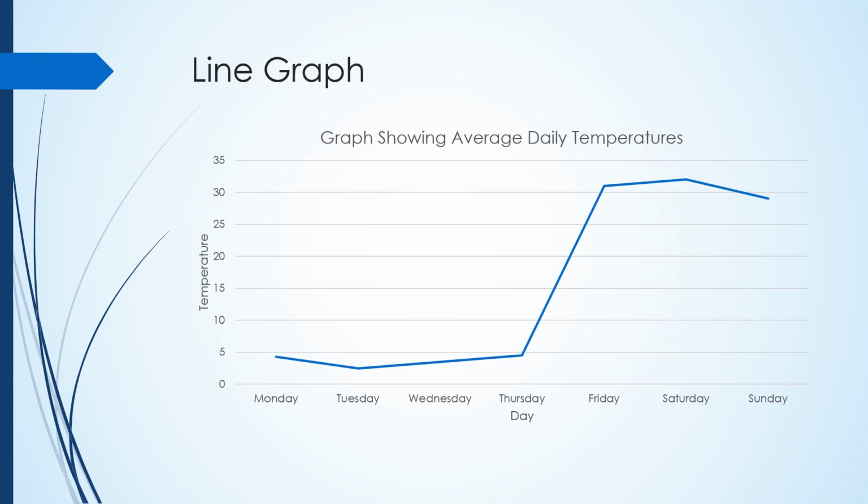Looking at patterns and trends, we can see that temperatures remain low at the start of the week, rise sharply on Friday, peak on Saturday, and slightly decline on Sunday. The line graph makes it easy to observe these changes, allowing us to quickly identify the warmest and coolest days, as well as any sudden temperature shifts.